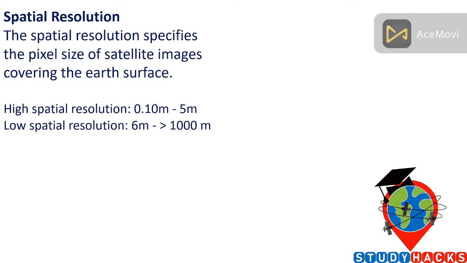Oh, sorry, spatial resolution. So mainly the spatial resolution specifies the pixel size of satellite images covering the Earth's surface. Pixel size. So spatial resolution mainly is the pixel size. Suppose here I get high spatial resolution, then the pixel size is low. You can see pixel size 0.1 to 5 meter. It is the high resolution, or low spatial resolution is when the pixel size is high. Okay, 6 meter, then suppose 1000 meter.